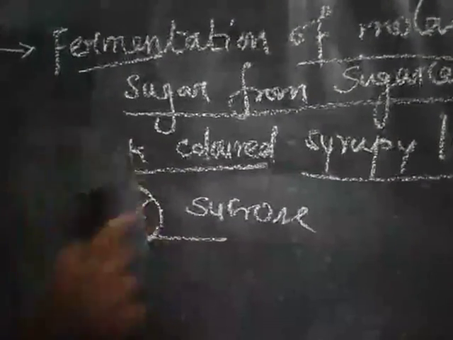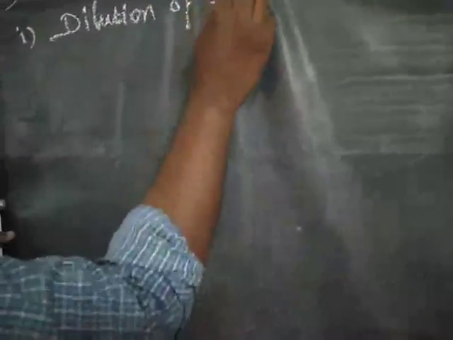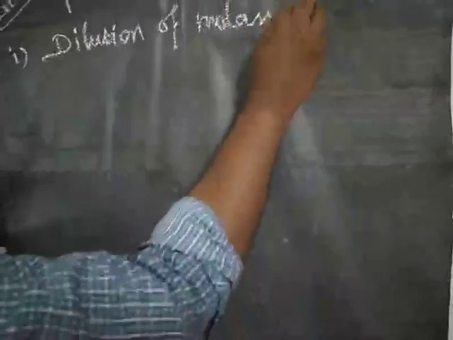One by one we will see. There are 4 processes involved here. The first process is dilution of molasses. So what is the name of this process? Dilution of molasses.